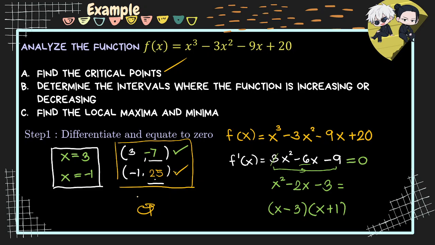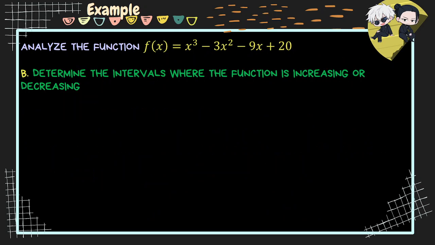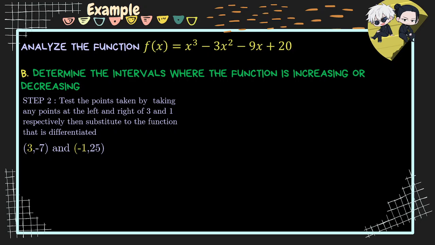Now, we need to determine the intervals where the function is increasing or decreasing. And how are we going to do that? In order for us to determine where the function is increasing or decreasing, we need to test the points by taking any points at the left and right of 3 and -1. Then substitute into the function that is differentiated.